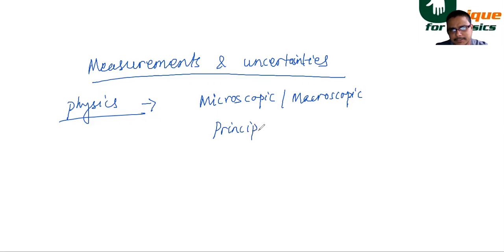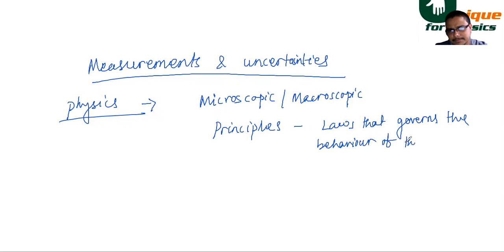When I said principles, I mean the laws that govern the behavior of these objects. So as we said, physics is a branch of science. Every science is studied using the scientific way of investigation. So what is that scientific way?